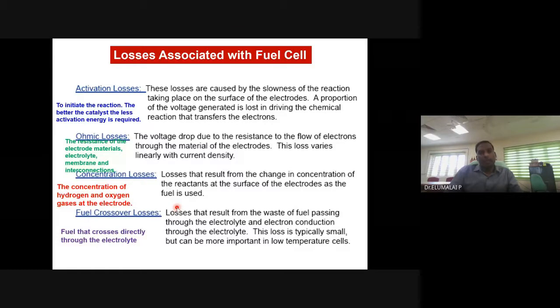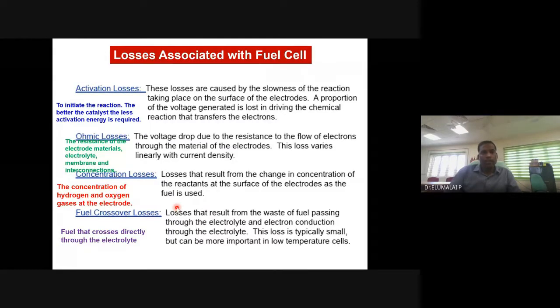How will you improve the activation loss? You will have to improve the catalyst. Instead of a poor catalyst, if you take a better performing catalyst, you can reduce the activation losses. How will you improve the ohmic losses, or the resistance due to the electrode, electrolyte, etc.? You use a better electrolyte, increase the concentration, increase the conducting membrane, so that ohmic loss can be reduced.